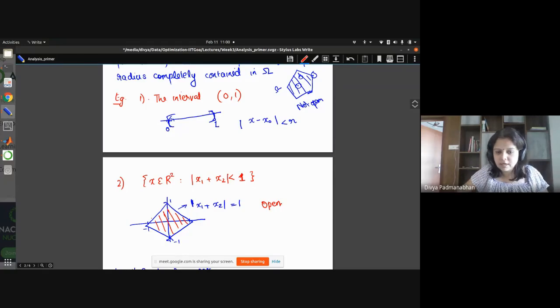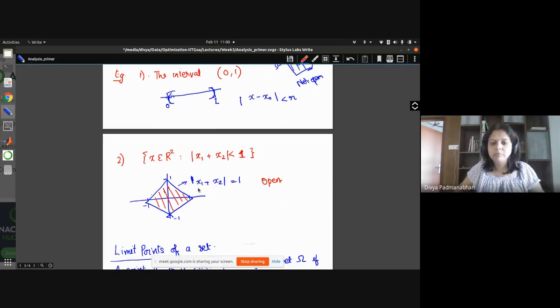But the moment you say that x1 plus x2 is less than or equal to 1, so if it includes this line, then it does not become open anymore. Okay. So fine.